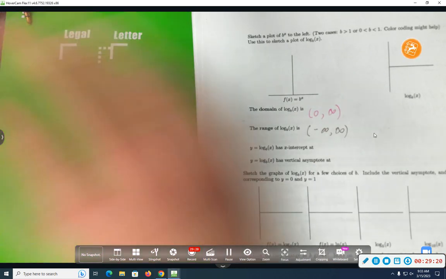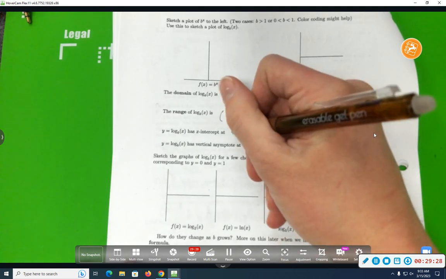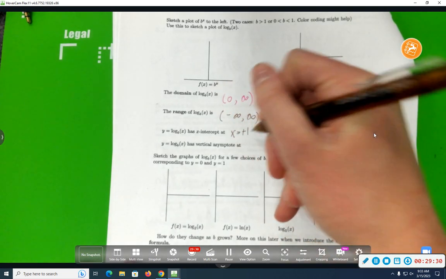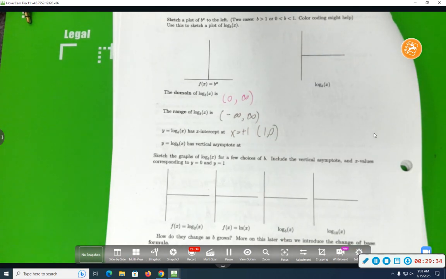Let's talk about something that we won't need to zoom out for. So you already told me this. Where's the x-intercept of logarithms? At x equals positive 1. Or (1, 0) if you want to give the point. Where are the vertical asymptotes of logarithms? At x equals 0.